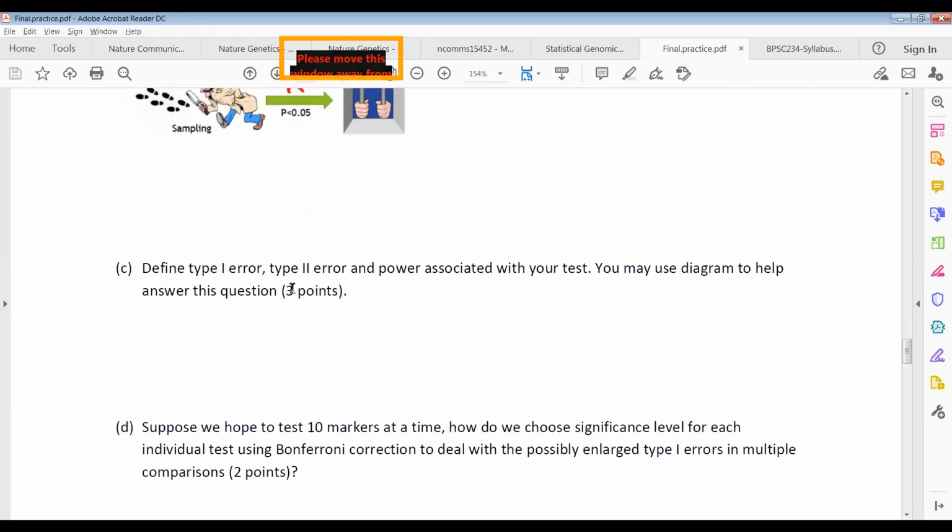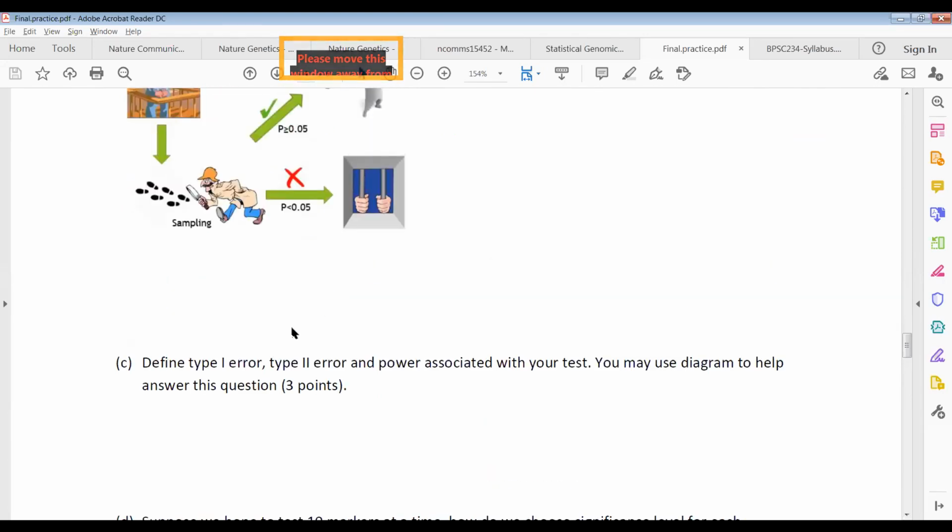Now, because you are doing a statistical test, sometimes you may commit some errors for the testing. There are two types of errors, type 1 and type 2, and also the power, that is the statistical power that is associated with your test. Now you need to define these terms.